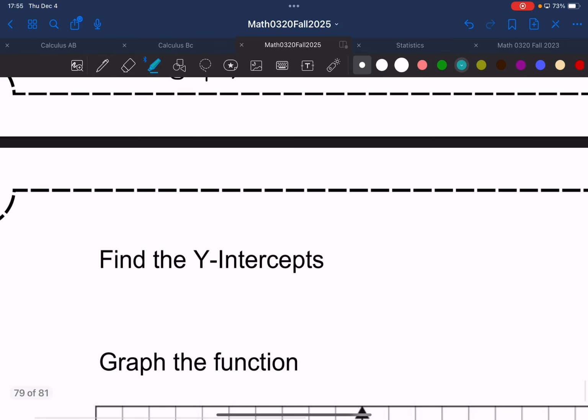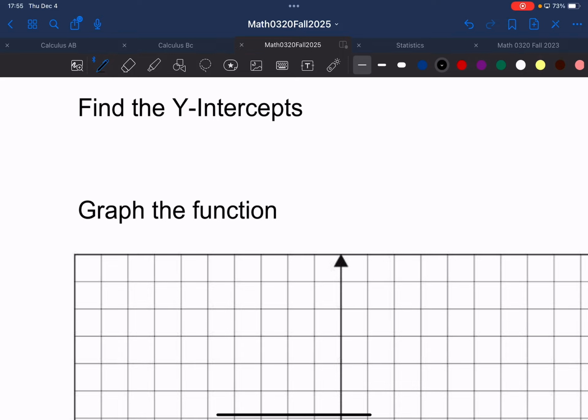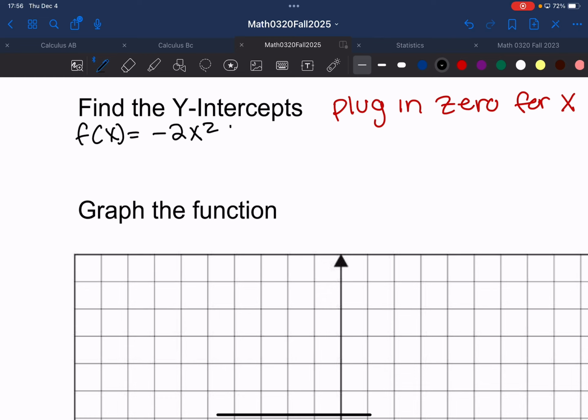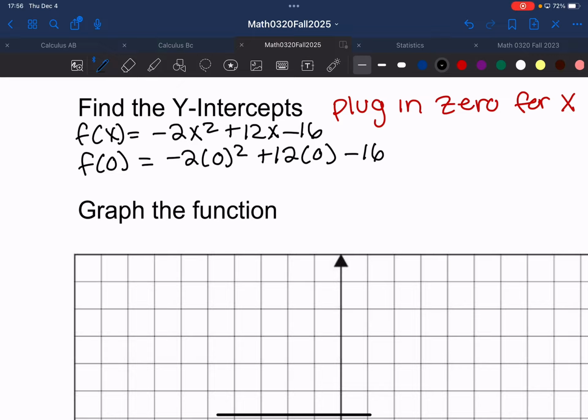Okay. So y-intercepts, we do the opposite. So we're going to plug in 0 for x. And for these intercepts, we're always using the standard form, not the vertex form. So I'm going to rewrite that. F of x is equal to negative 2x squared plus 12x minus 16. And anywhere I see an x, I'm going to plug in a 0. So this is f of 0 is equal to negative 2 times 0 squared plus 12 times 0 minus 16.